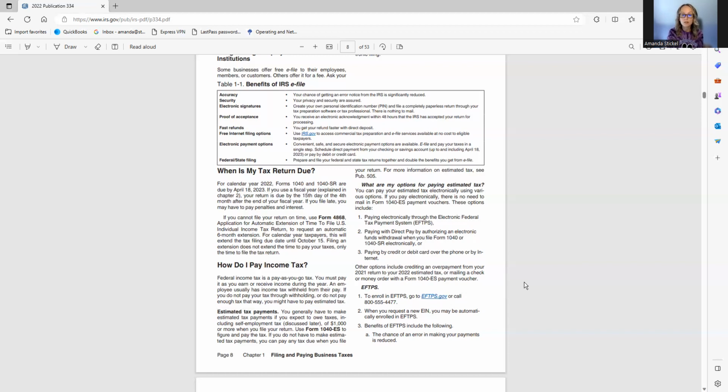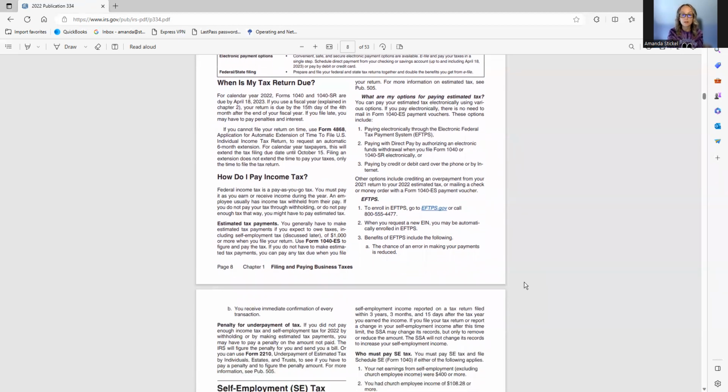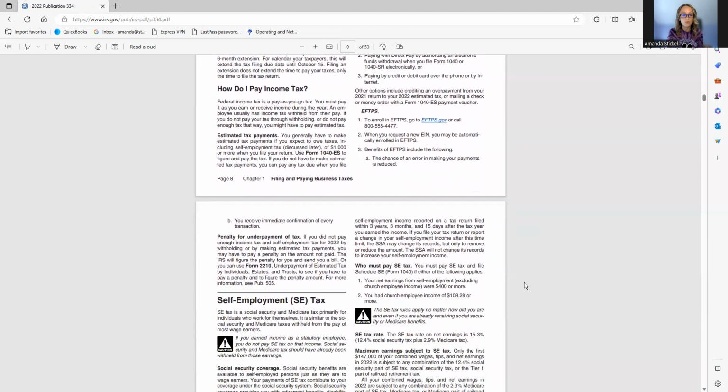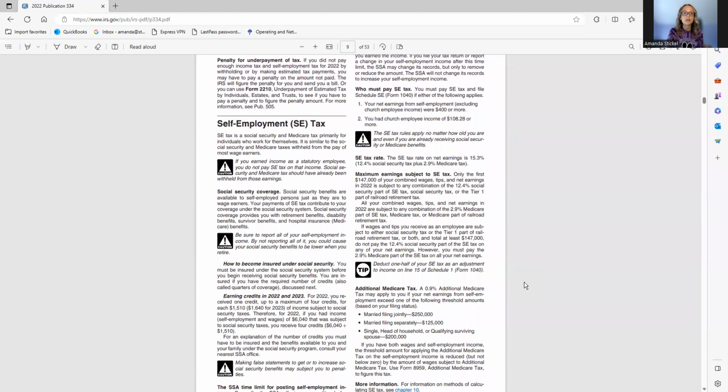For EFTPS, you enroll by going to eftps.gov or calling 800-555-4477. When you request a new EIN, you may be automatically enrolled in EFTPS. Benefits of EFTPS include the following. The chance of an error in making your payments is reduced. You receive immediate confirmation of every transaction.